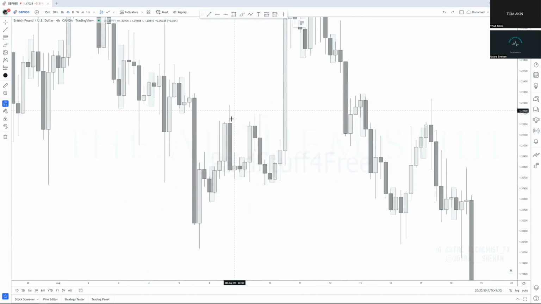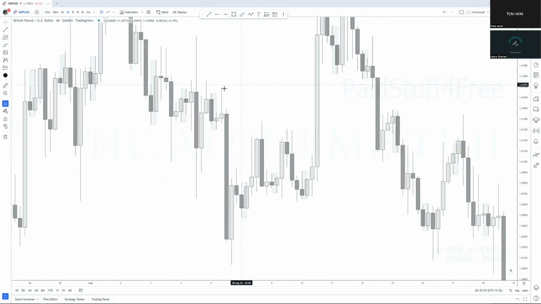See, even this right here is a swing high. Why? We have a lower high to the left and a lower high to the right. So this will be a swing high. That little wick right here will also be a swing high. See, even this is a swing high, a lower high to the left, a lower high to the right.